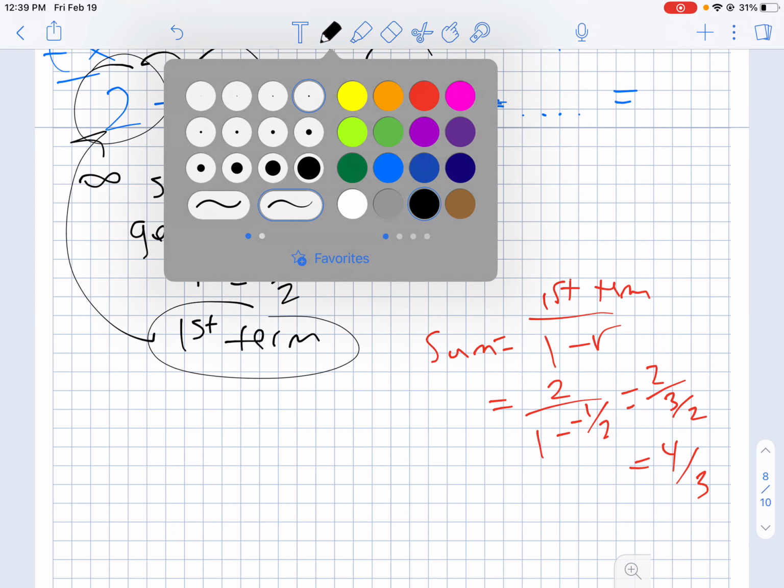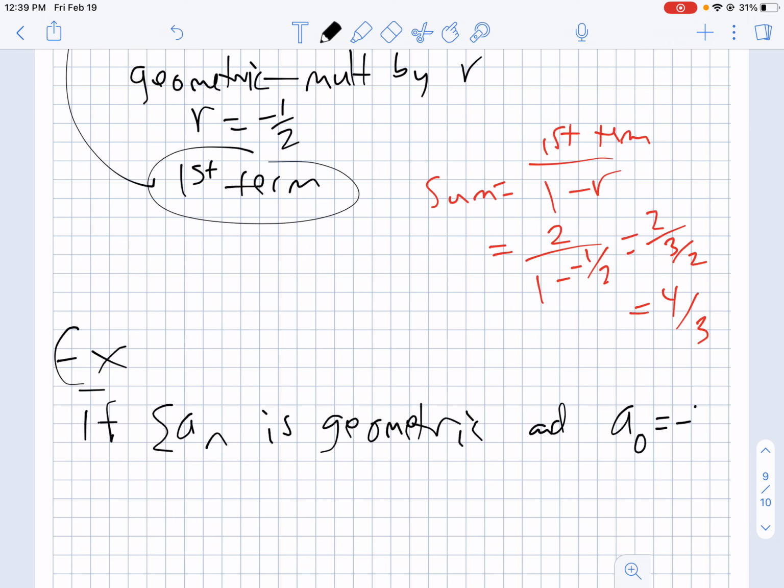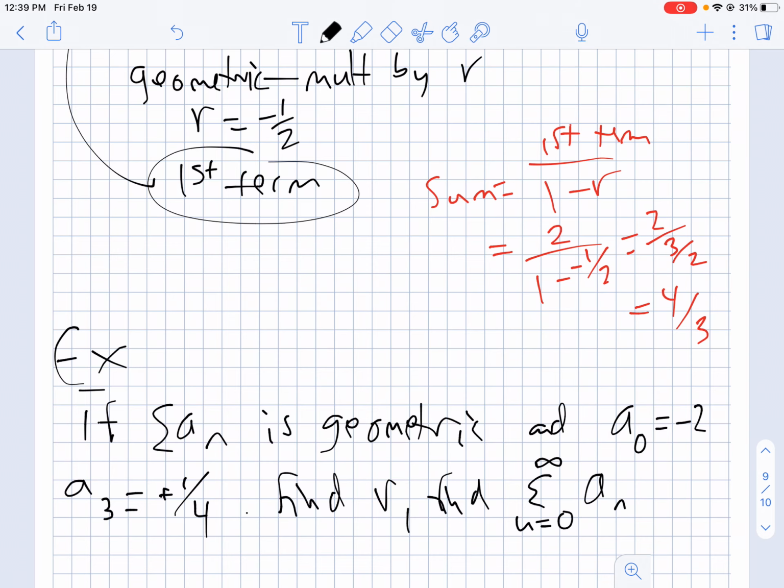There's one other type of problem you'll see this in, which is kind of a wacky one. Here's one that was on the AP test a couple years ago. So they told you that you had some sum a sub n, and they told you that it was a geometric series. And they also told you that a sub 0 equals negative 2. And they told you, interestingly, that the third term was equal to positive 1/4. And what they're going to ask you to do is to find r and then find the sum from 0 to infinity of a sub n.